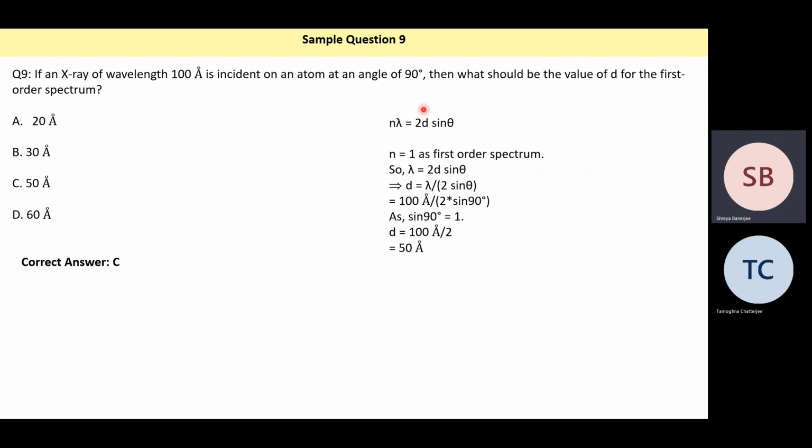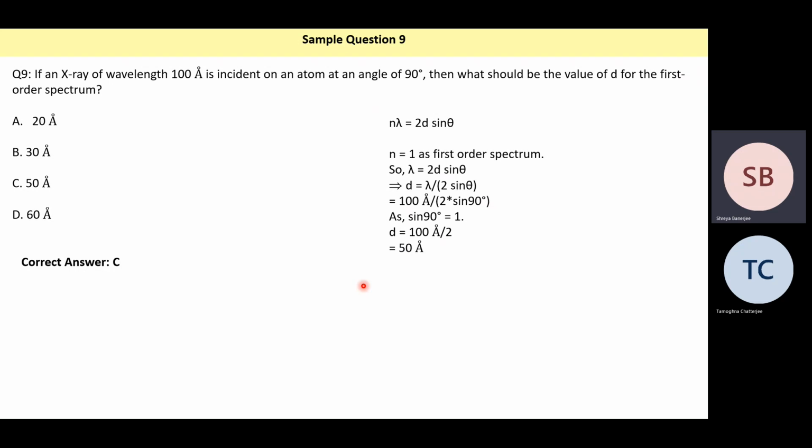So if you apply n lambda is 2d sine theta, n will be 1 as it is the first order spectrum. So it becomes lambda is 2d sine theta. Then if you rearrange it, d is lambda by 2 sine theta. Lambda has been mentioned to be 100 and theta has been measured to be 90. So if you put those values, sine theta is 1. So d is 100 angstrom by 2, which is 50 angstrom. So you just have to look at what is the order of the spectrum and then put it in Bragg's law.